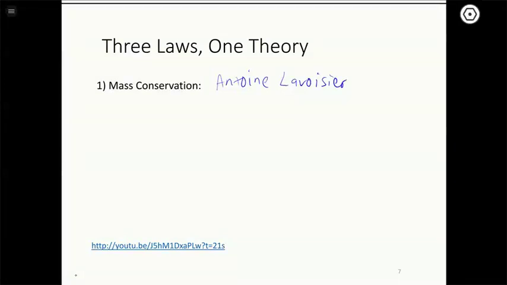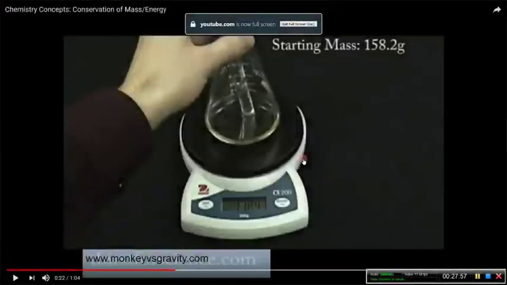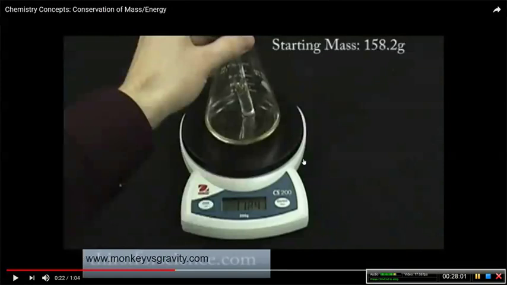Let's look at a video that demonstrates mass conservation. Let's see if I can pull this up. I still have it. Good. Okay, I'll set the stage before starting this. You have two flasks: a larger flask on the outside that has one liquid in it, and a smaller tube on the inside that has another liquid in it. Before he does anything, the total mass of this is 158.2 grams.